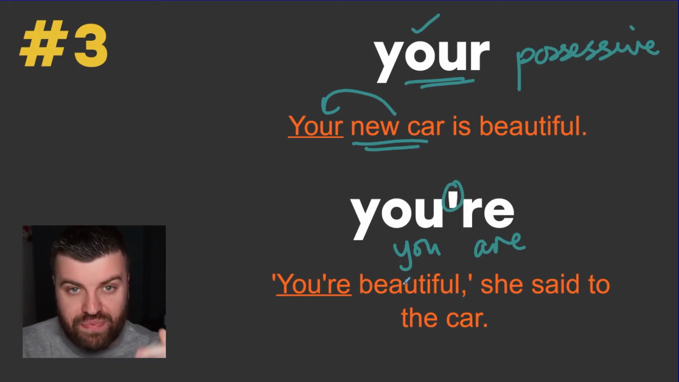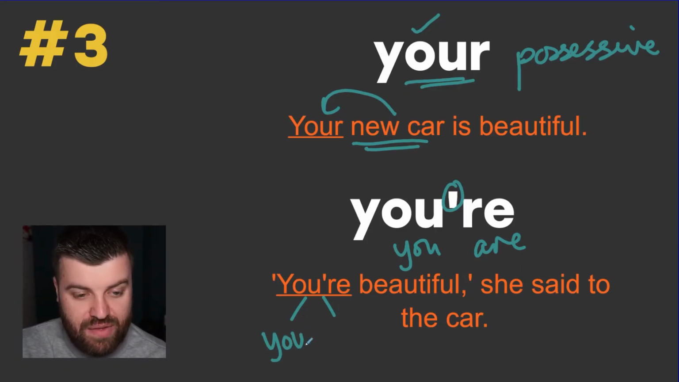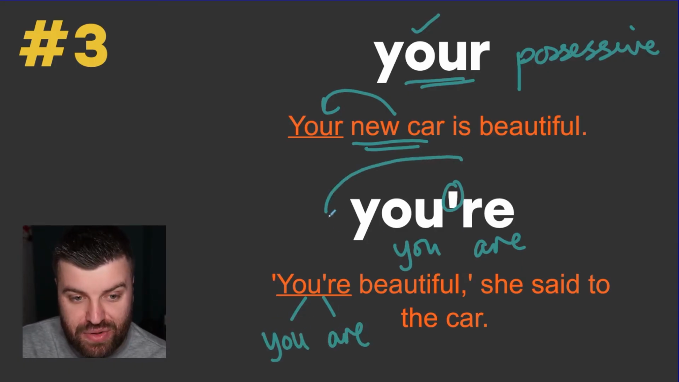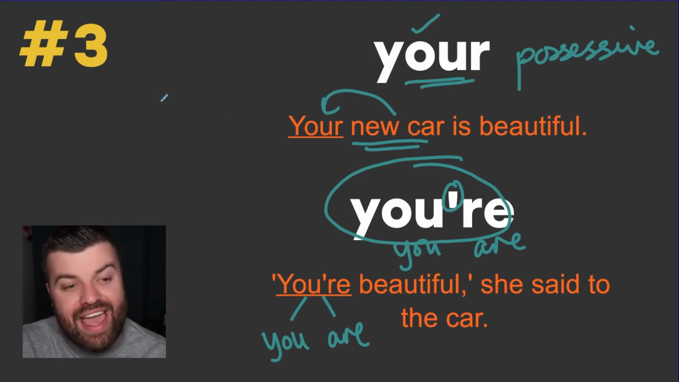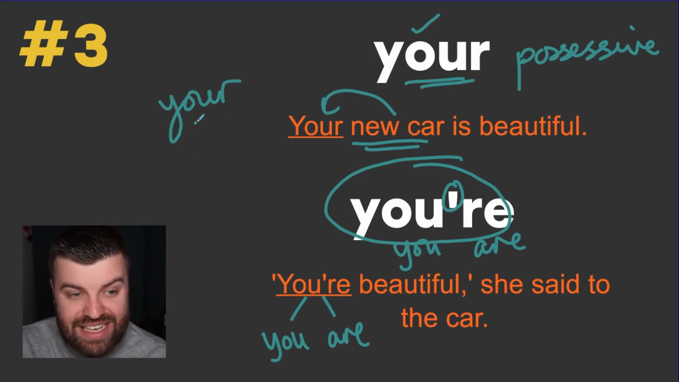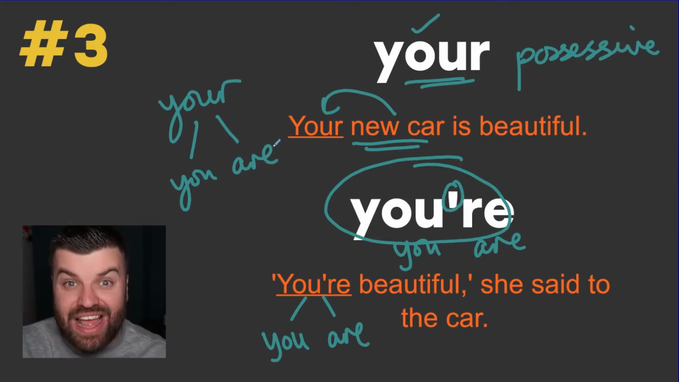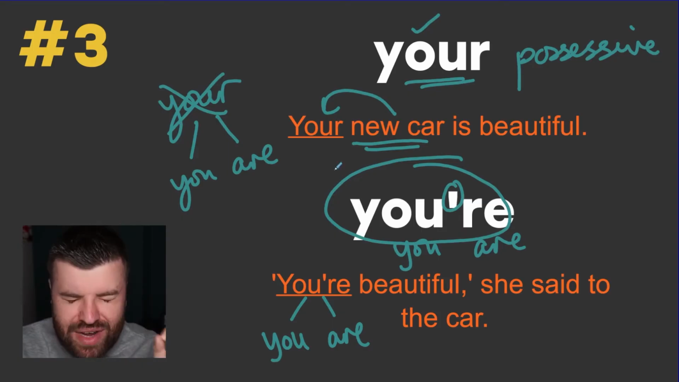You're beautiful. And here's the test we can do every single time. If we can swap the you're in our sentence for you are, then you know you have to use this version with the apostrophe. If you've written down your like this, but you swap in you are, and your sentence makes sense, then you've chosen the wrong one. You've got it incorrect. So it's a really simple test.